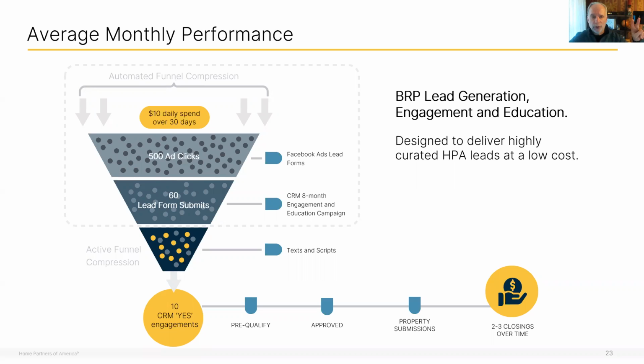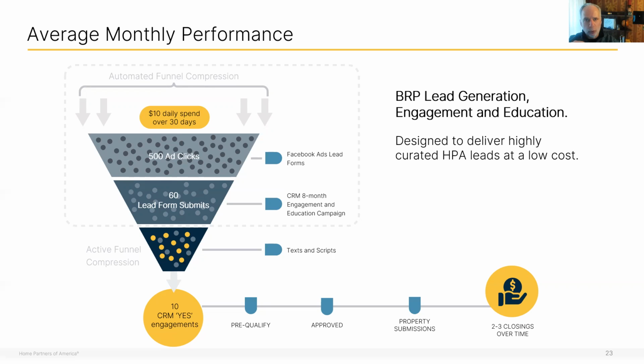This is part 2 of a 2-part series on lead conversion through funnel compression. So let's take a look at our funnel just one more time before we jump into the CRM systems. There are 2 parts of the funnel: the automated funnel compression, which we covered in the first video, and now the active funnel compression, which is you actually engaging the lead and moving them forward, hopefully to application, approval, and closing on the property.